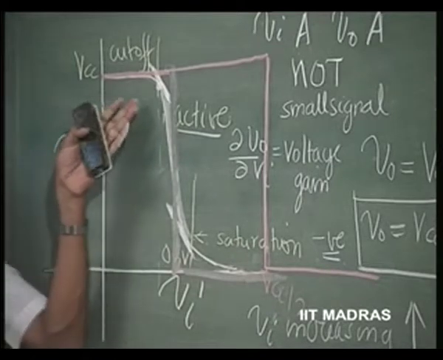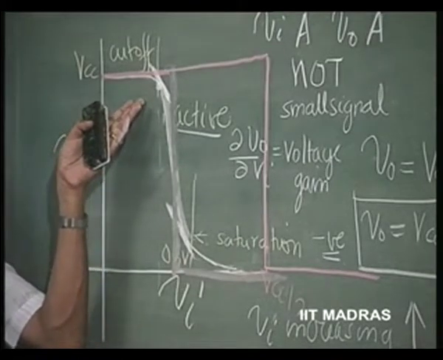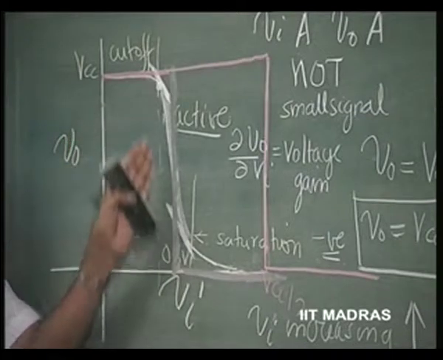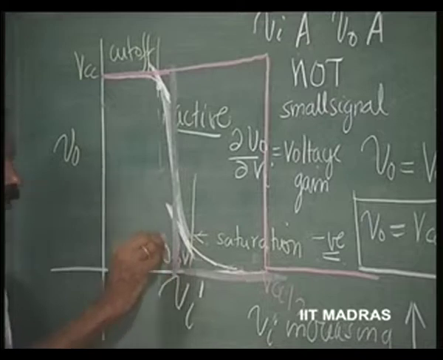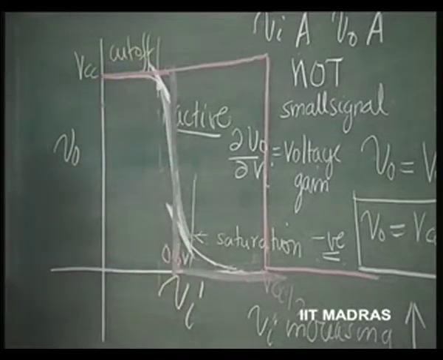This is nowhere near ideal. The transistor inverter is nowhere near ideal. The transition is taking place at about 0.6 or so, and that also is gradual.